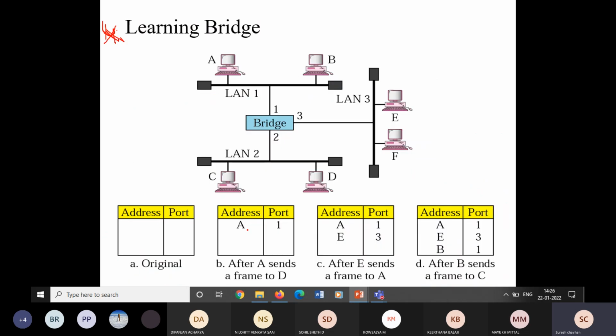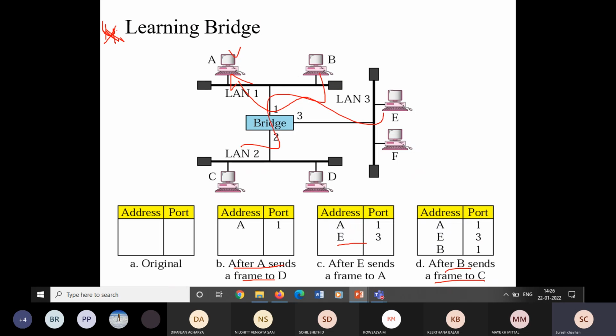See, this is the initial, and after A sends a frame to D, right? A to D. So there is an updation. So the bridge will get to know the address of the device A and the port A. And after E sends a frame to A, right? So E to A. So it will get to know the physical address, I mean MAC address, and the port address. And after B sends a frame to C, right?